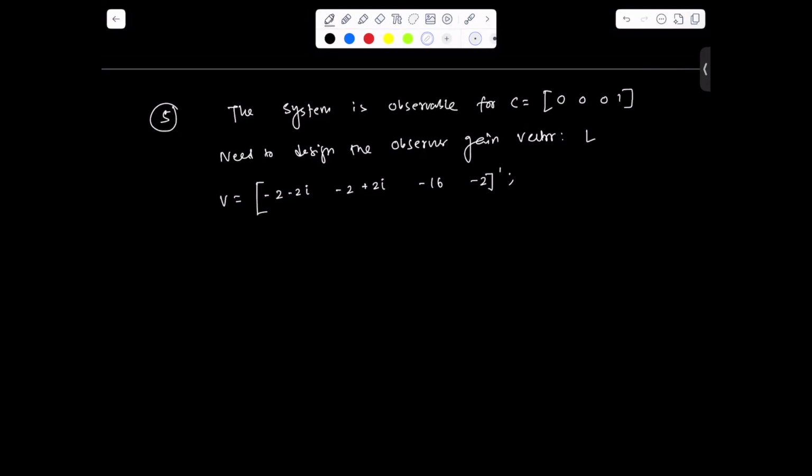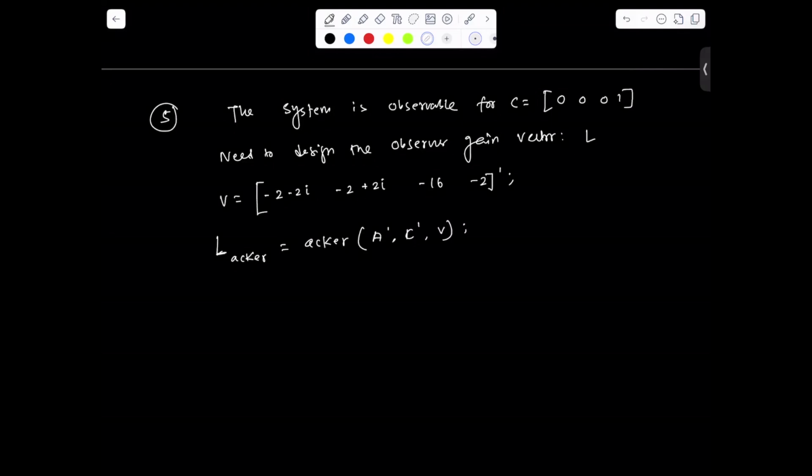Now, once you have V, we can use two methods to find the observer gain. One is Ackermann, another is place. If you use the Ackermann formula, we can simply use acker, or if you want to derive it numerically, it's fine. You can follow the steps we had in the previous lectures. So here we can write A transpose, C transpose, and V.